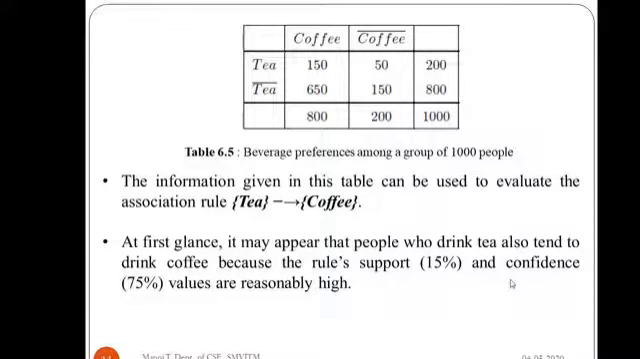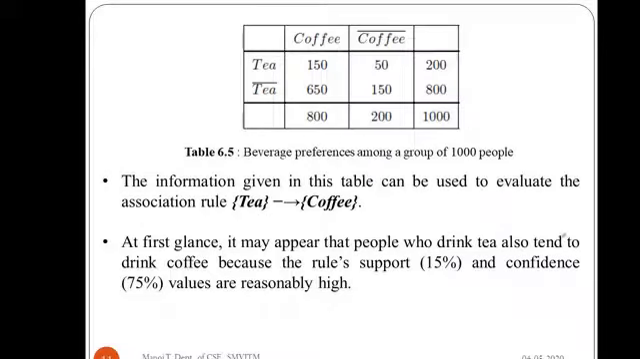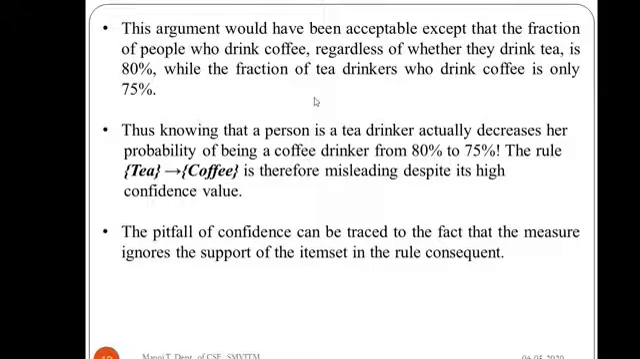Because of which we can come to a conclusion that this confidence level is quite misleading. The reason is that the fraction of people who drink coffee regardless of tea is not greater than 75%. If it had been greater than 75%, then whatever claim we are making would have been correct. But since that is not the case, it is quite misleading to say that with confidence 75% people who drink tea will also drink coffee.